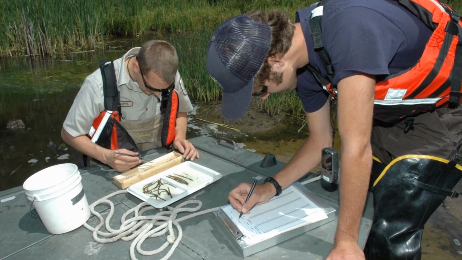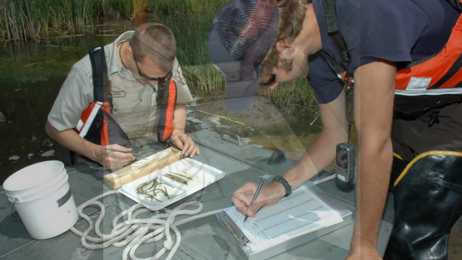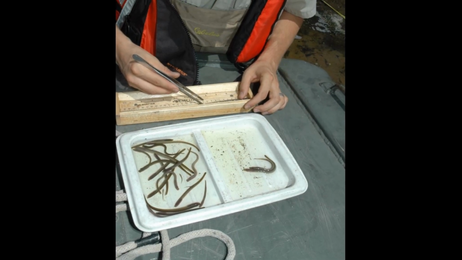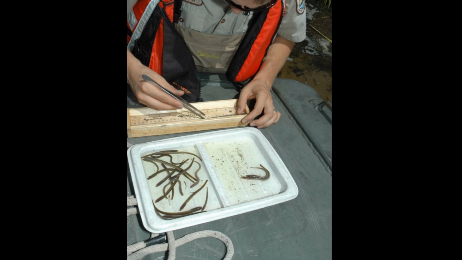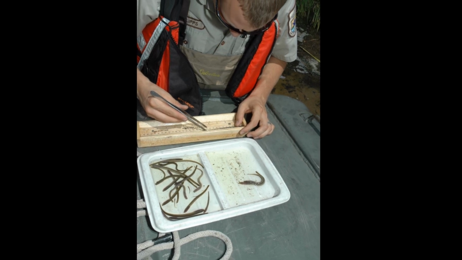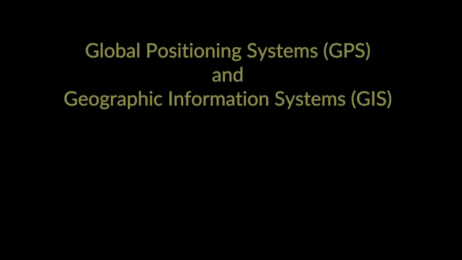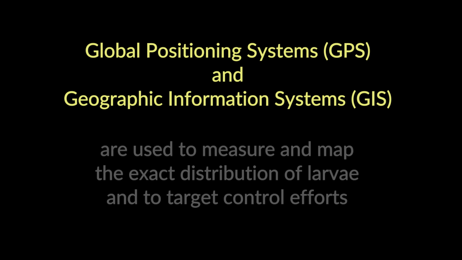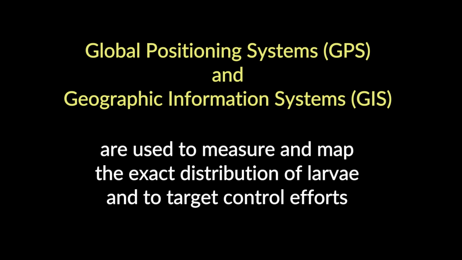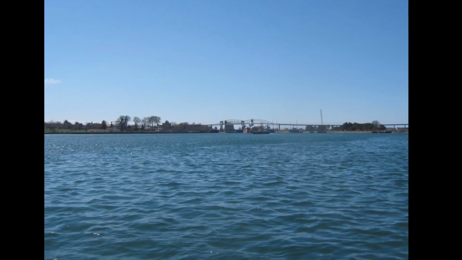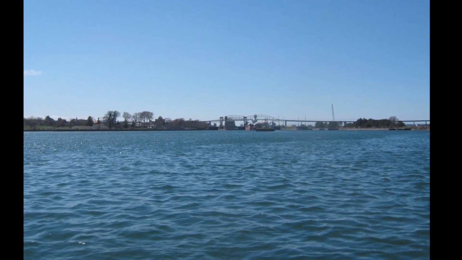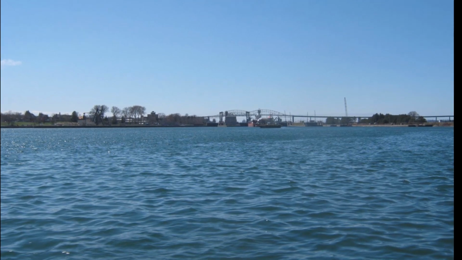Measuring the size and age of the larvae collected provides biologists with information about how well the populations grow and survive in each stream or offshore area. Technologies such as Global Positioning Systems, or GPS, and Geographic Information Systems, GIS, are used to measure and map the exact distribution of larvae and to target control efforts, especially in large rivers such as the St. Mary's River near northern Lake Huron.